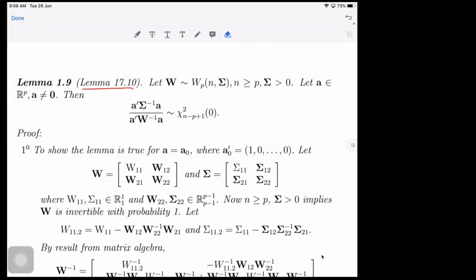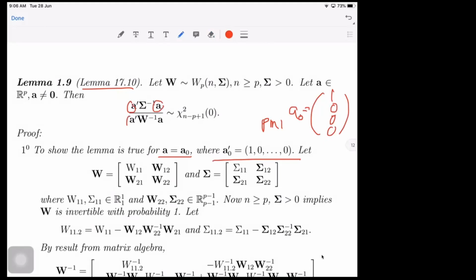So to show that, this is by the fundamental principle of PMI, principle of mathematical induction. So you start with showing that it is true for A equal to A0, where A0 here is a vector of 1, 0, 0, 0. This is A sub 0. So if this vector here, because not all are zeros, so there is a 1 there.